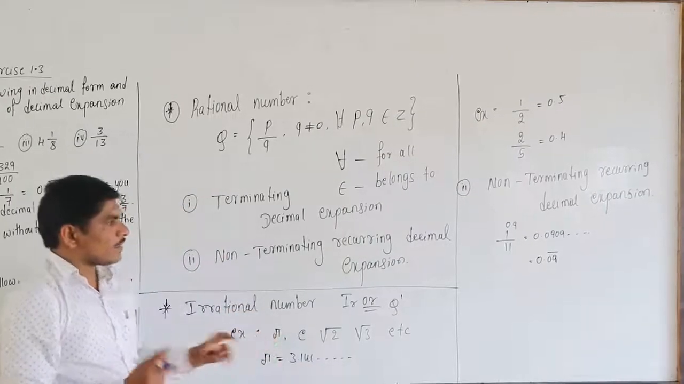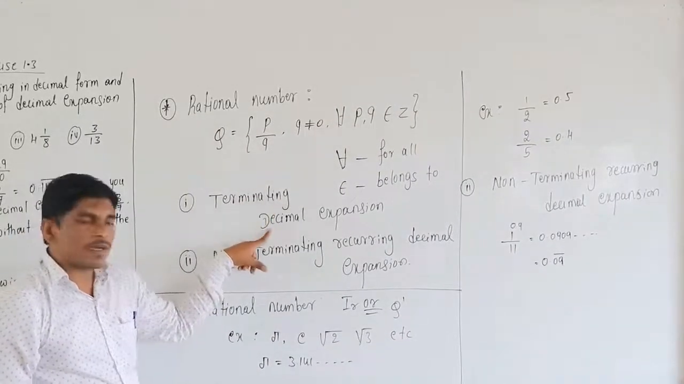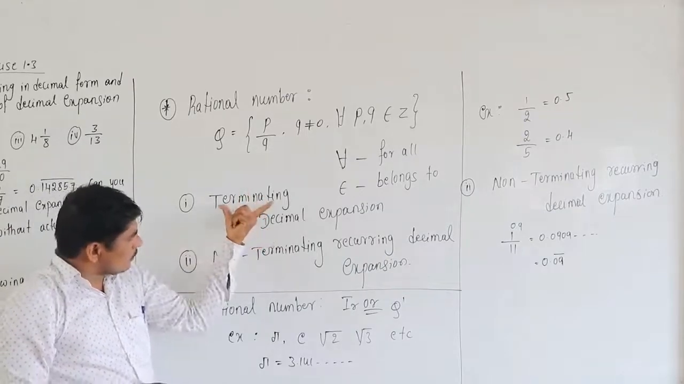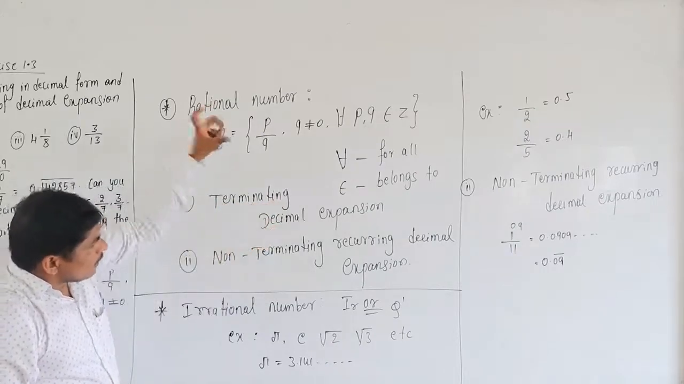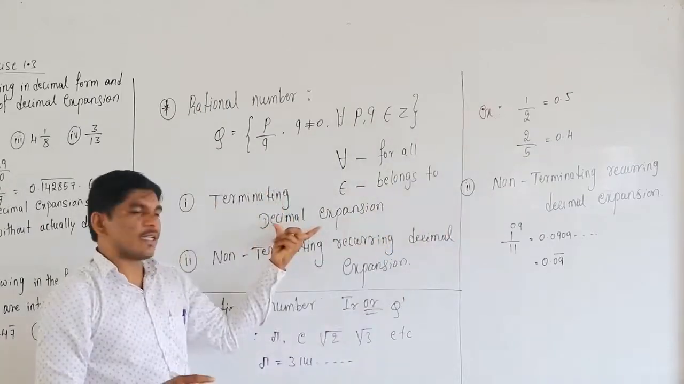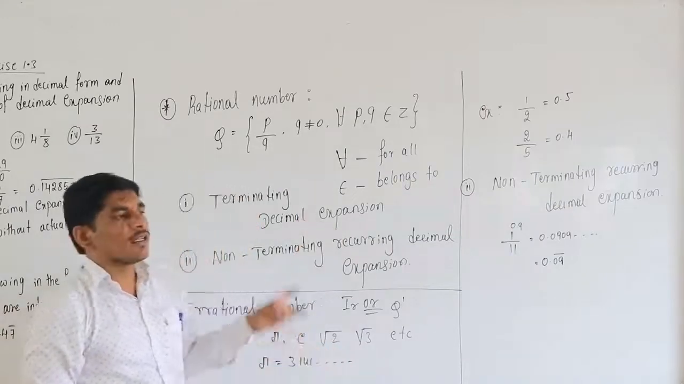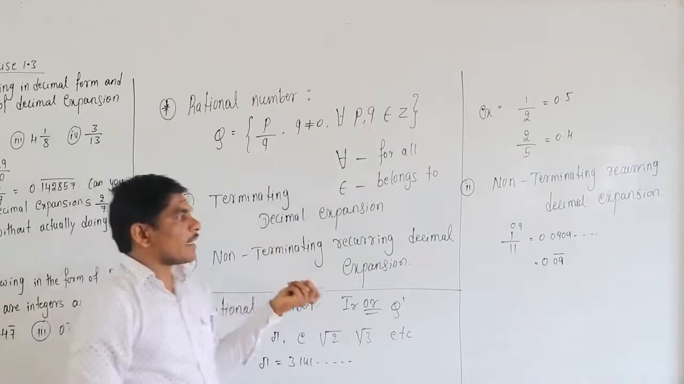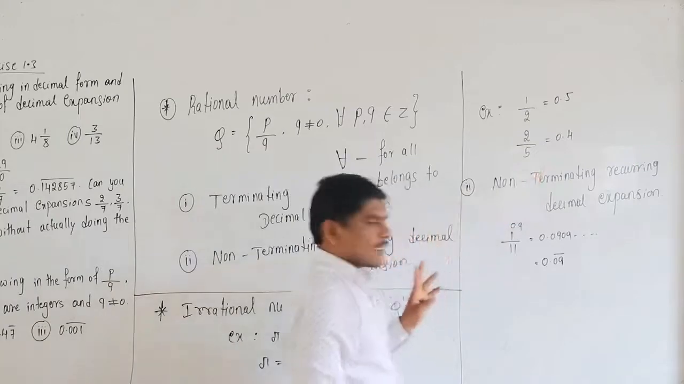And you have to understand that first there is terminating decimal expansion. In the given rational numbers, by division, if the number is completely divisible and the remainder becomes 0, it is called terminating decimal expansion. And one more is non-terminating decimal expansion. It means the given rational numbers, after using the long division method, the remainder does not become 0. That's called non-terminating recurring decimal expansion.